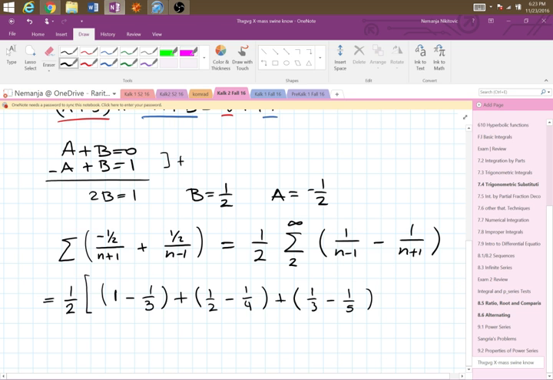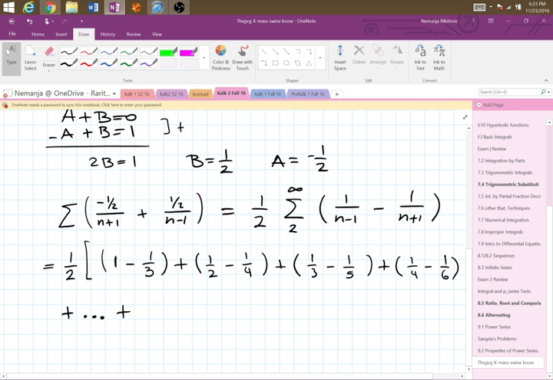So 2, 3, 4, 5. So 1/4 minus 1/6 plus dot dot dot will be going forever. And then if we look at the tail end, we will copy the last as 1 over k minus 1 minus 1 over k plus 1. It looks the same as the series.